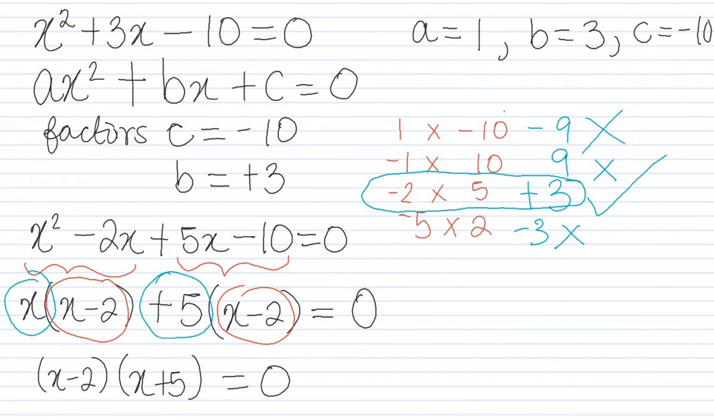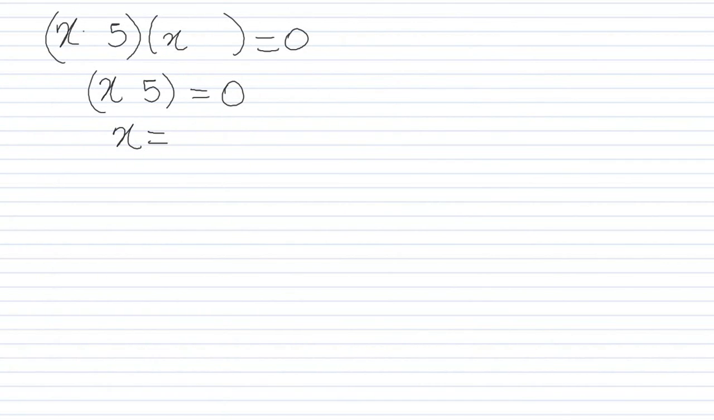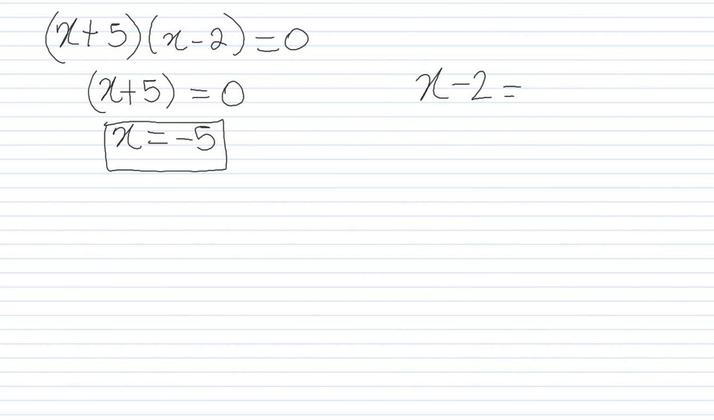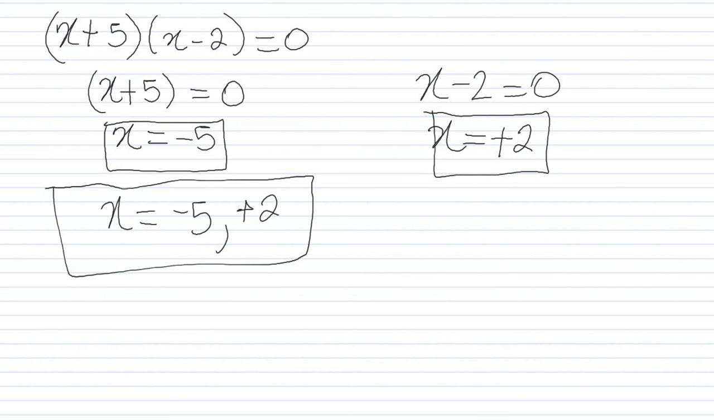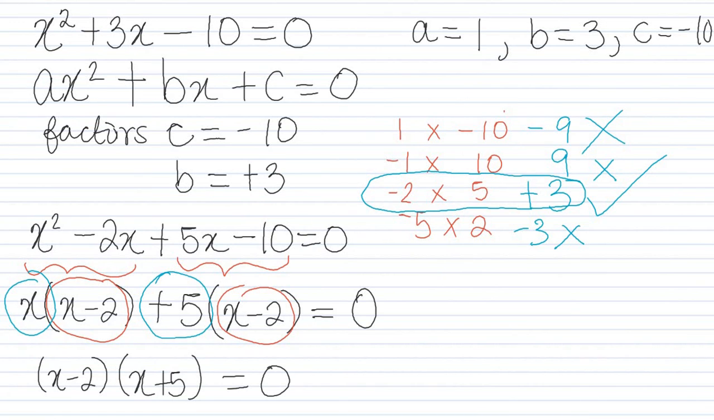So you have x minus 2 and x plus 5. With x plus 5, you have x equals negative 5. And then x minus 2 equals 0, so that will be x equals positive 2. And that is the answer to our question. So we have the two roots for x to be x equals negative 5, comma, positive 2. And if you go back and look at the quadratic formula that I applied to solve this question, we got the exact same answer. So that is basically what you need to do for factorization.